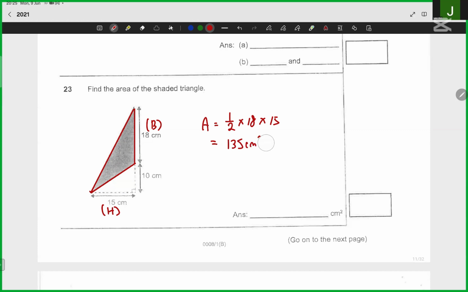Wait, no calculator. So no calculator, how to do? Half times 18 is what? 9. So 9 times 15. Then you can do your working for 15 times 9. 5 times 9 is 45, bring over 4. 1 times 9 is 9, 9 plus 4 is 13. So 135 centimeter squared.